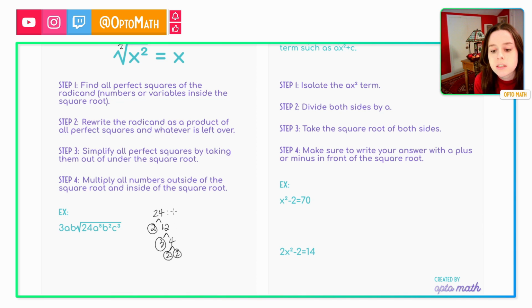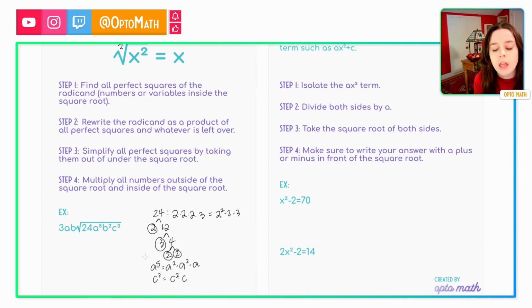So we can write 24 as 2 times 2 times 2 times 3, which if we're writing as all the perfect squares, is 2 squared times 2 times 3. And that's what we're going to replace underneath the radical. What if we had a to the 5th? That's going to be a squared times a squared times a, because you add your exponents to make up the exponent. So it's 1, 2, 3, 4, 5 a's. For b squared, that's just b squared still, and then c cubed could be c squared times c.